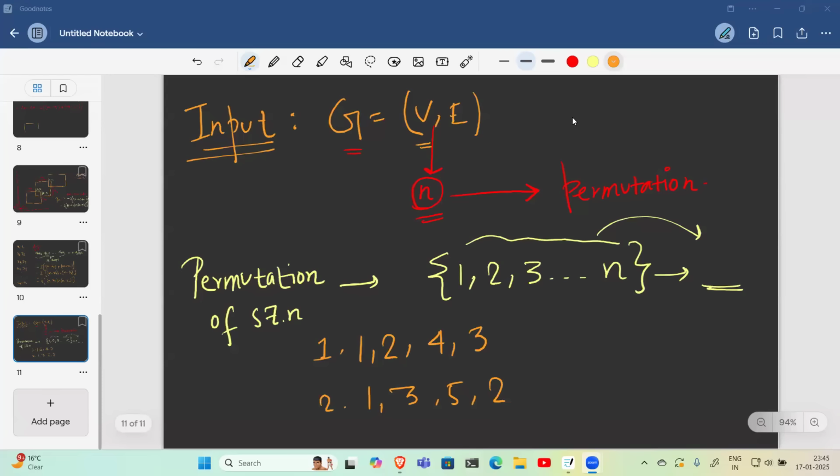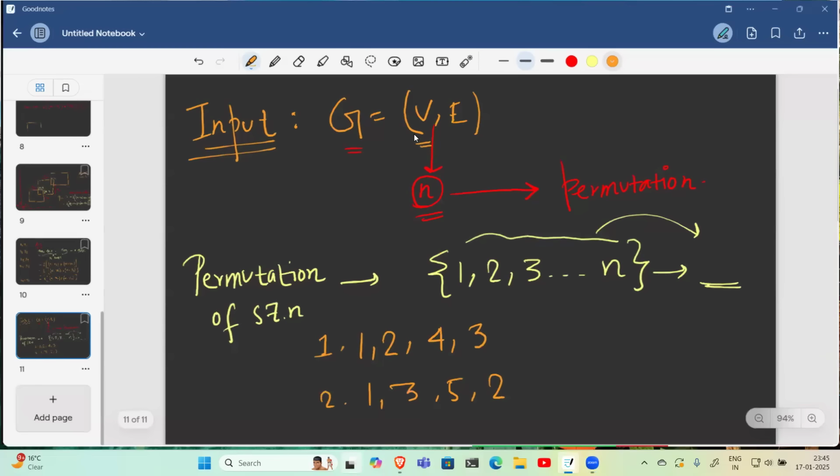Sriram, no, it is not a pure graph problem. Only the input is given as a graph. And even if you have not done graphs earlier, I would try to make you understand the solution. That's fine, right? Okay. So you are right.